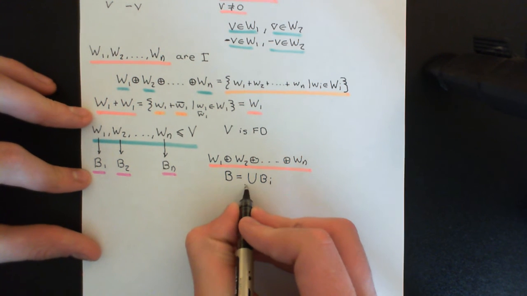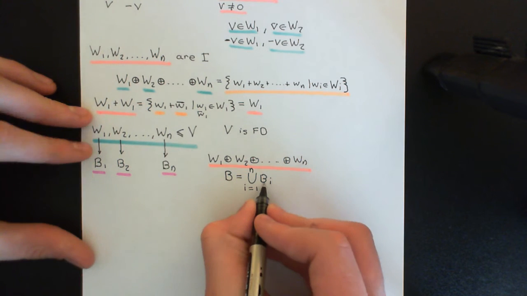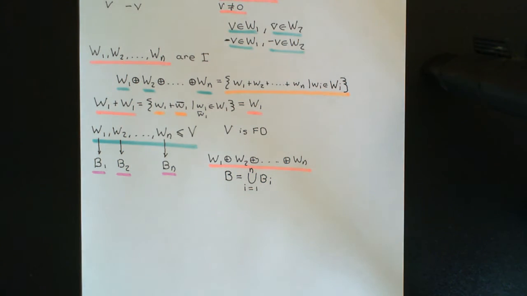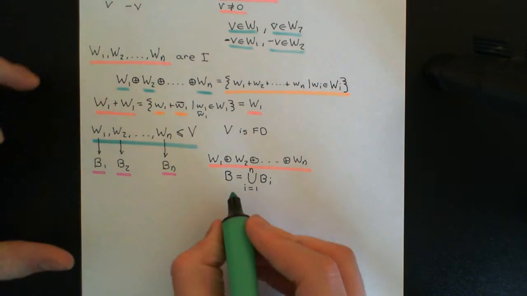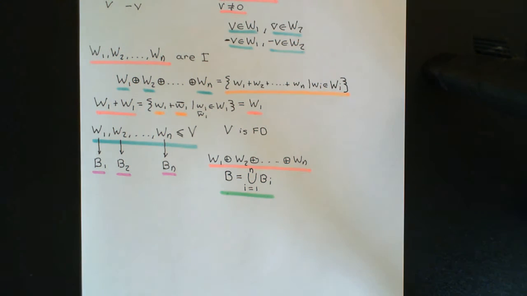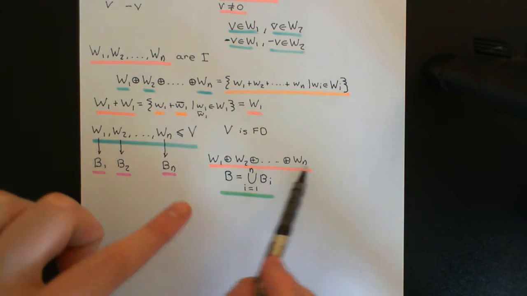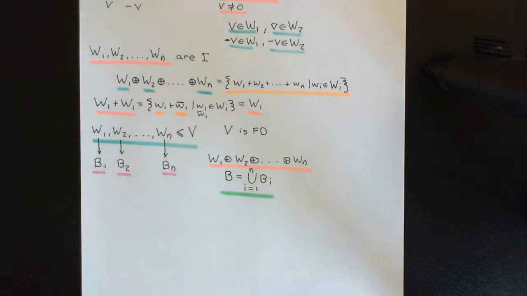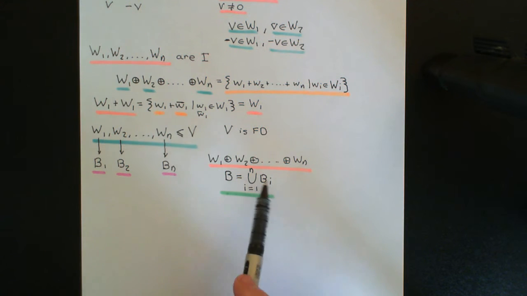So I'm going to union from i equals 1 to n the Bi's, join together all of these bases, and my claim is that that new set will be a basis for this. I agree that when you first see this it looks like a bit of a nightmare, because you've got new symbols galore and a complicated symbol here as well, so it doesn't look easy to prove, but this is an incredibly simple theorem.